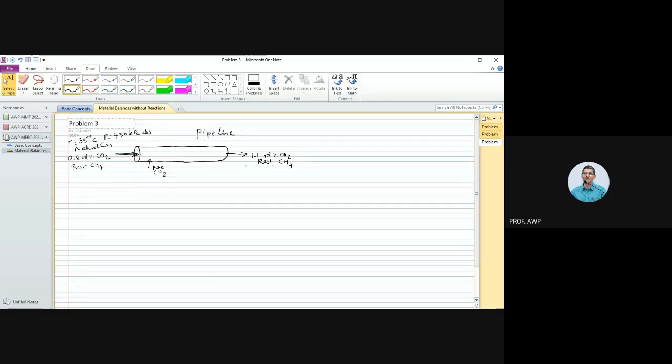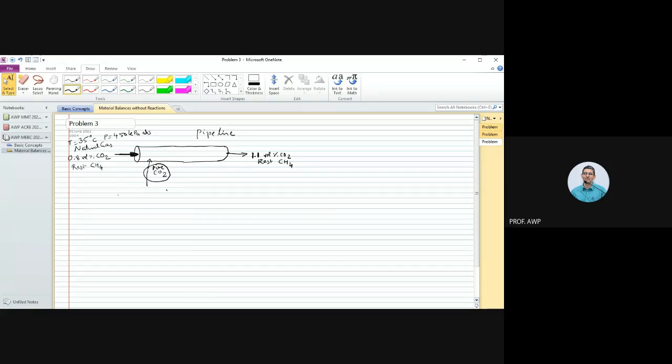Now, what I will do is measure how much pure carbon dioxide I am adding. Because I am adding that, I can measure that accurately. I will measure this increase in the composition of carbon dioxide. That will allow me to calculate how much is the gas coming in.